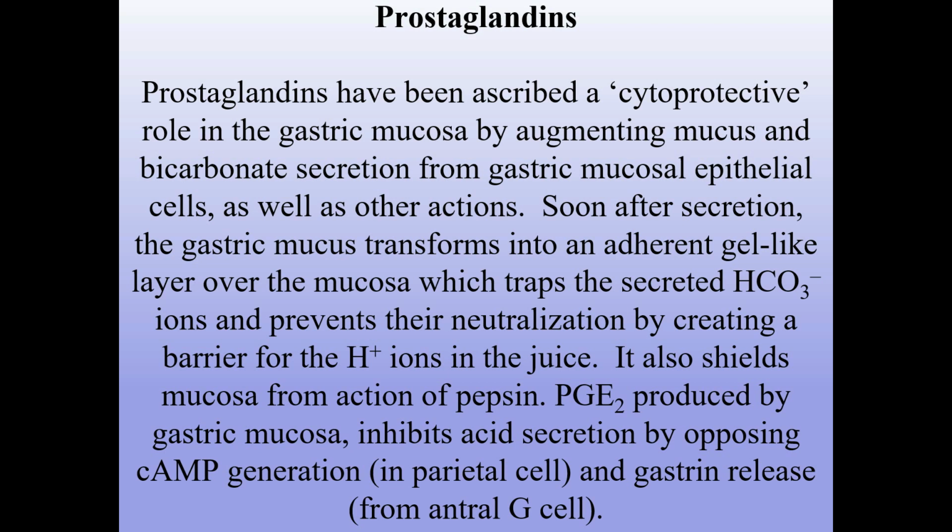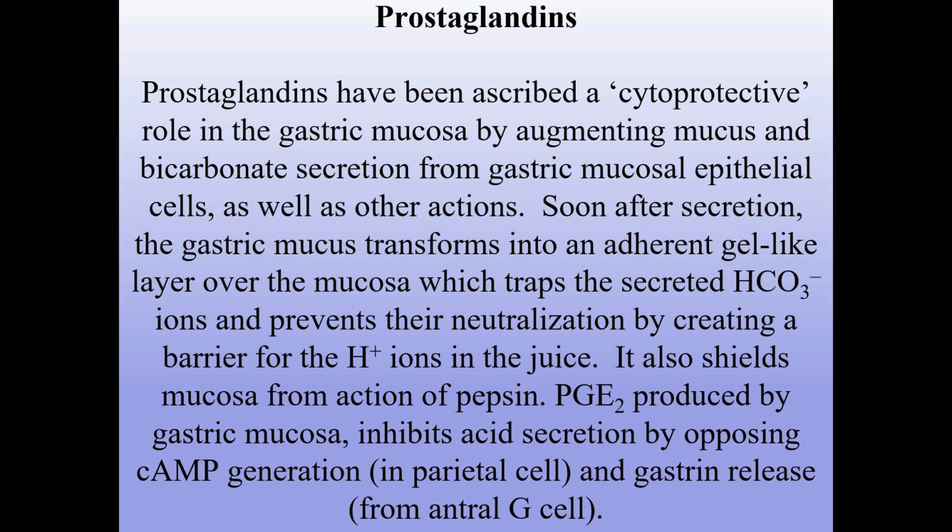Prostaglandins. Prostaglandins have been ascribed a cytoprotective role in the gastric mucosa by augmenting mucus and bicarbonate secretion from gastric mucosal epithelial cells, as well as other actions. Soon after secretion, the gastric mucus transforms into an adherent gel-like layer over the mucosa, which traps the secreted bicarbonate ions and prevents their neutralization by creating a barrier for the hydrogen ions in the juice. It also shields mucosa from action of pepsin.